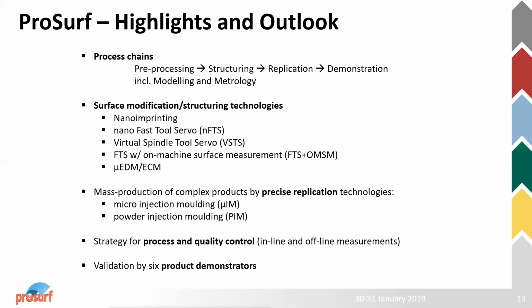For the mass production, which we addressed for these surface structured products, we applied quite precise replication technologies. This is usually injection molding or micro-injection molding and the powder injection molding as shown. And of course, we developed and connected the strategies for process and quality control, and did quite successfully some validation for these product demonstrators.